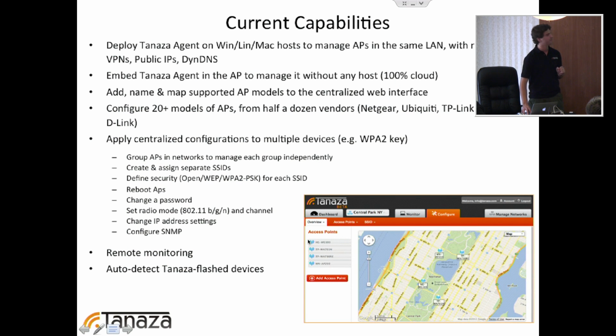Something about the current capabilities we have. We can deploy the Tanaza Agent on hosts with Windows, Linux, Macintosh. We can configure access points without the need to configure a VPN. We can embed the agent on some access points inside the firmware, actually only for Ubiquiti devices. Then we can add the access points, put the names, put them on the maps, apply single parameters or multiple access points parameters, like, let's say, a centralized SSID concept.